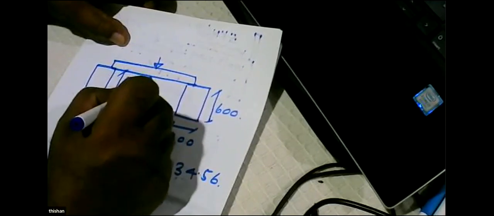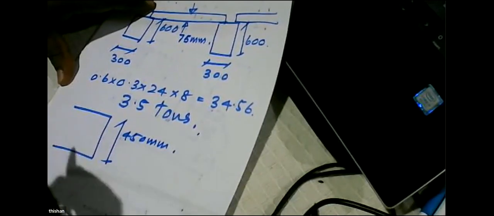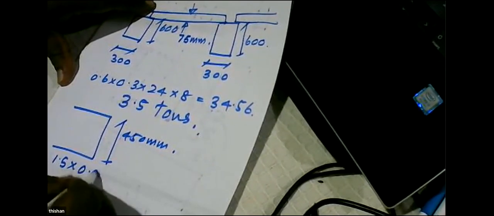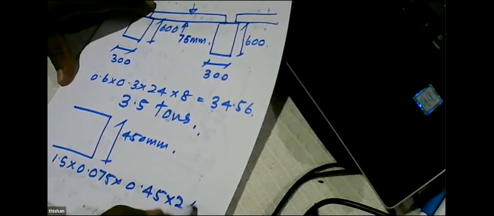Then we are going to cast something like, say, 75 millimeter thick slabs, of 450 millimeter width, 450 millimeters wide, and 75, so 1.5 into 0.075 into 0.45 into 24.